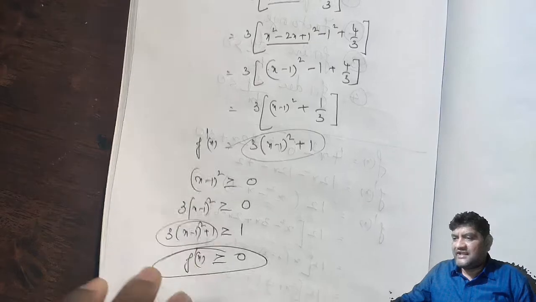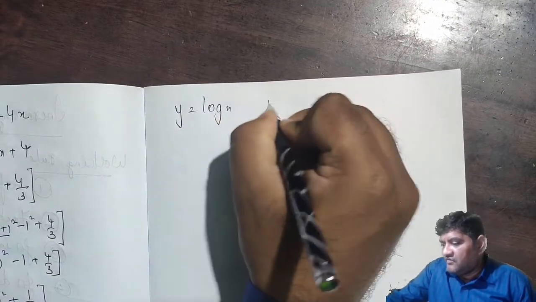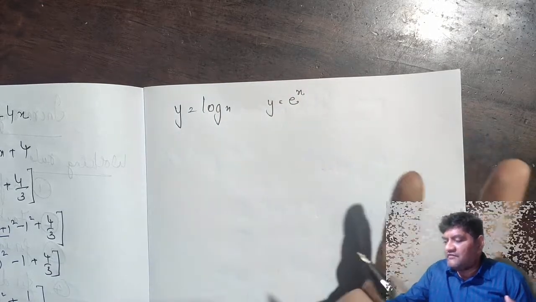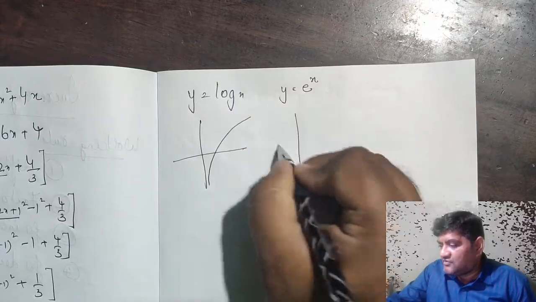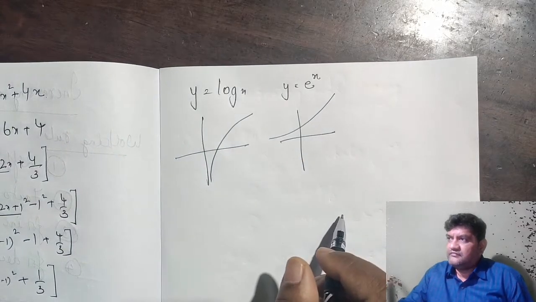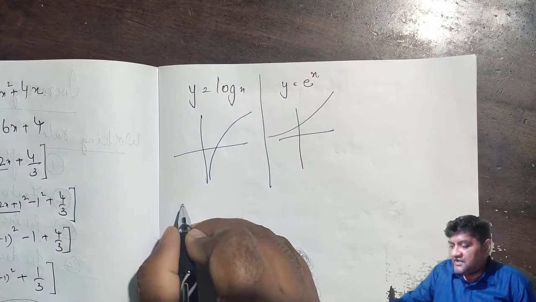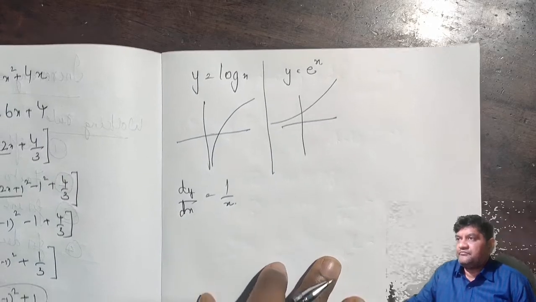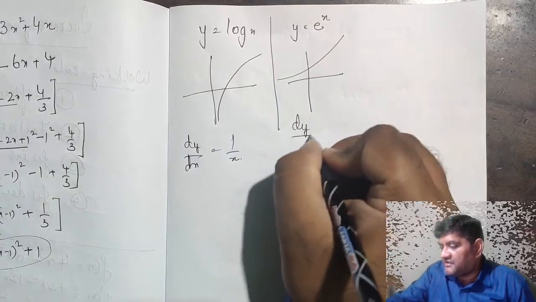Another few other questions like y is equal to log x. Remember, y is equal to log x, y is equal to e to the power of x. You need to know how the graph looks for both of them. Y is equal to log x looks like that, y is equal to e to the power of x looks like that, and both are increasing. Both are always increasing actually. You can also confirm this by differentiation. So when I differentiate this, dy by dx is going to be 1 over x. And here dy by dx is going to be e to the power of x.